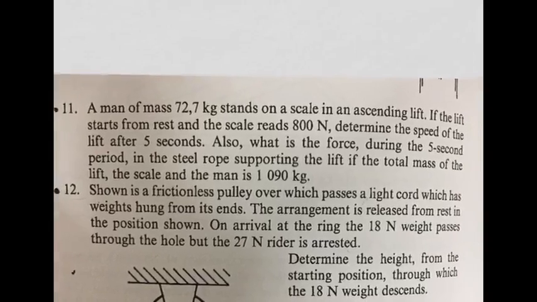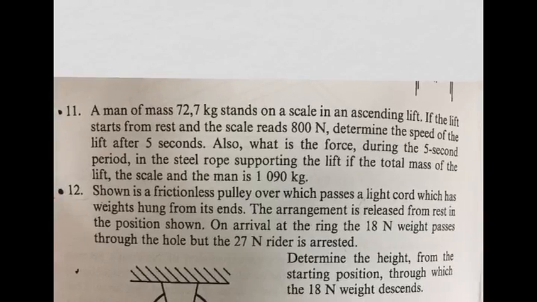Okay, let's look at number 11 next. We have a man standing on a scale in a lift. So a man of mass 72.7 kilograms stands on a scale in an ascending lift that's going upwards. If the lift starts from rest and the scale reads 800 newtons, determine the speed of the lift after 5 seconds. Also, what is the force during the 5-second period in the steel rope supporting the lift if the total mass of the lift, the scale and the man is 1090 kilograms? So that'll be the B part.